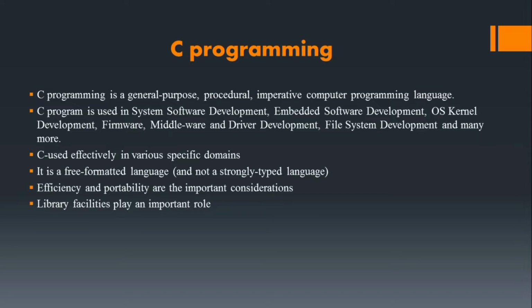C programming is a general purpose, procedural, imperative computer programming language. C is used in system software development, embedded software development, OS kernel development, firmware, middleware, driver development, file system development, and many more. C is used effectively in various specific domains. It is a free formatted language. Efficiency and portability are the important considerations. Library facilities play an important role.